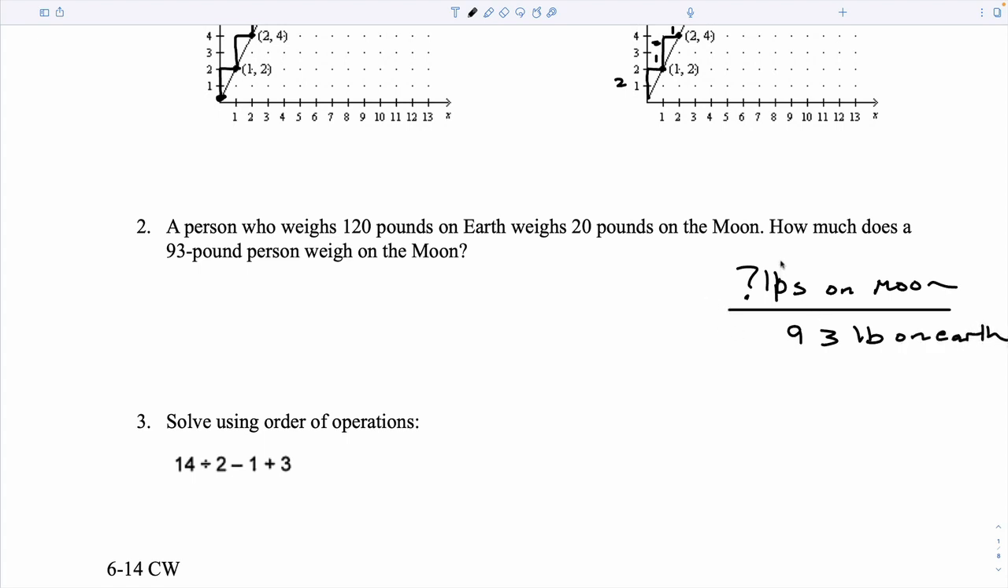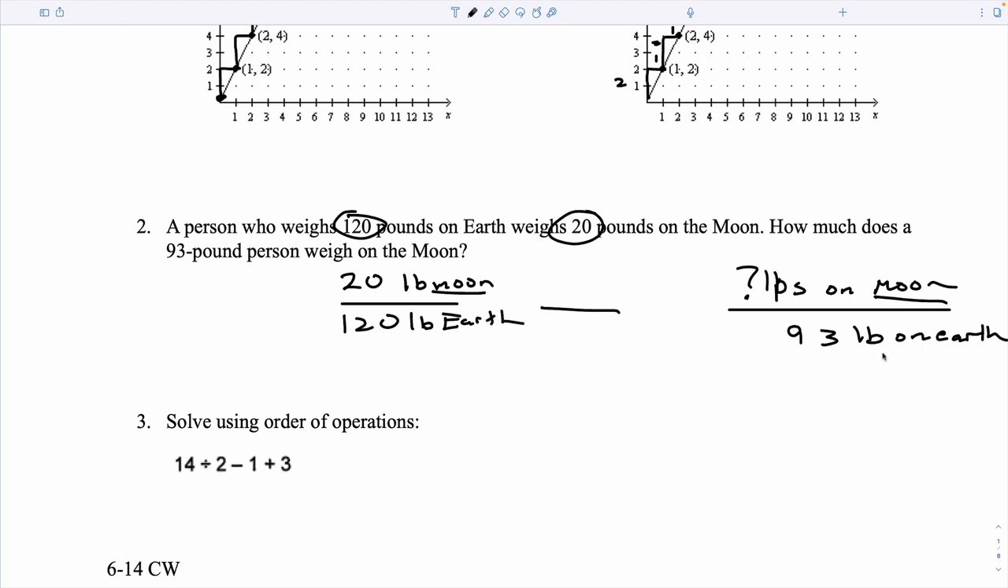Here's our setup. We are looking for pounds on the moon. We know they weigh 93 pounds on Earth. In your scavenger hunt, you are given information. You want to make sure that you set it up correctly so you get your clue. If they weigh 20 pounds on the moon, that matches the top of our ratio, so it's set up correctly. 120 matches the bottom, so that's set up correctly.